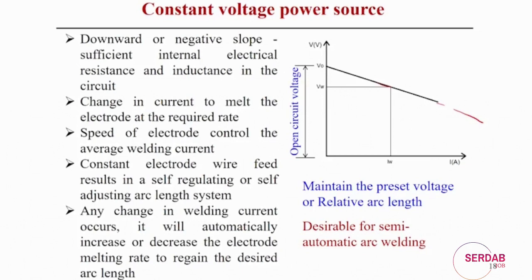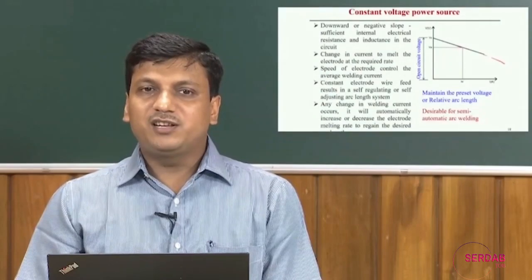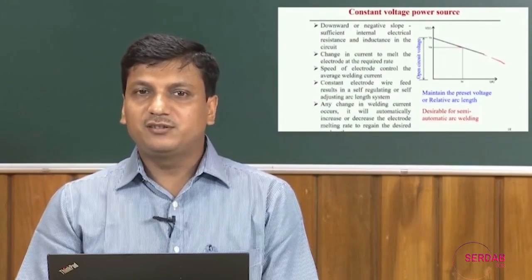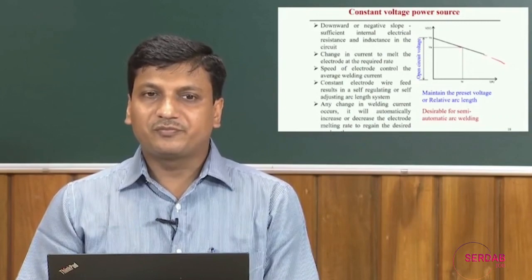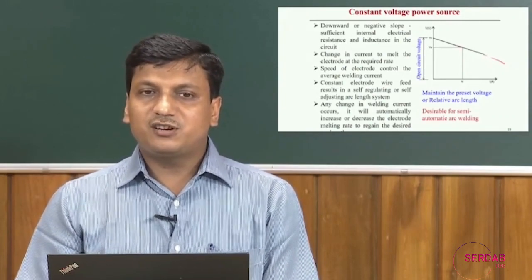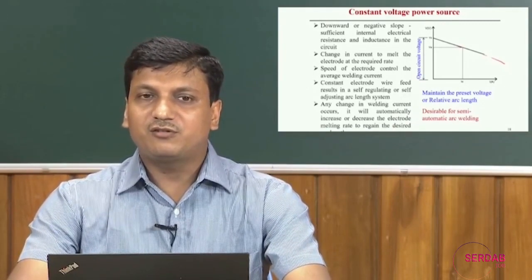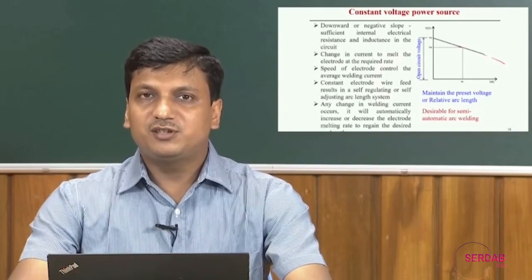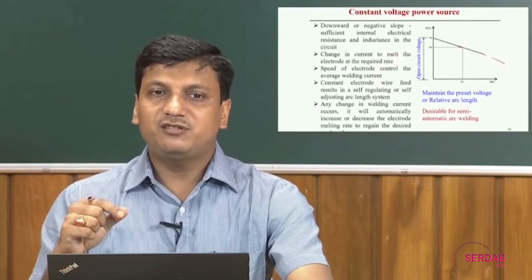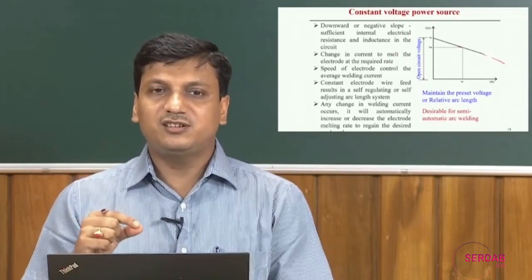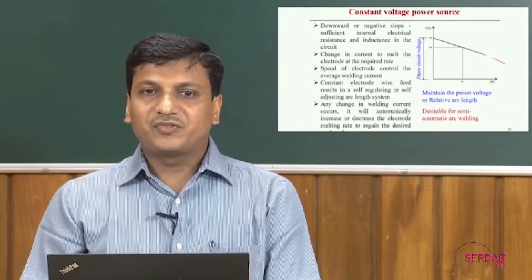So, the change in current is accompanied by melting the electrode at the required rate. The change in current is basically reflected by melting the electrode, so that it tries to maintain the constant voltage of the power source. The speed of the electrode also controls the average welding current, and constant electrode wire feed is self regulating, creating a self adjusting arc length of the system.